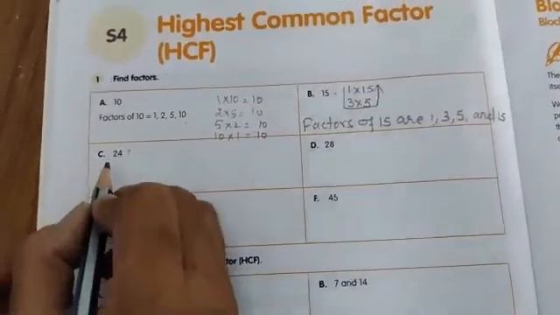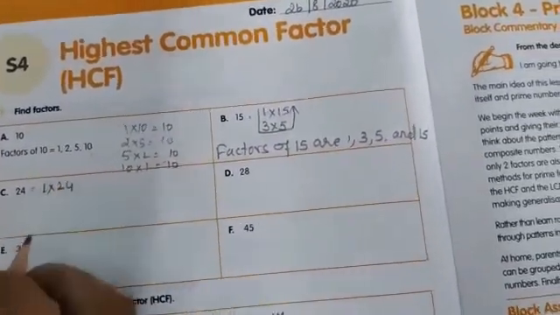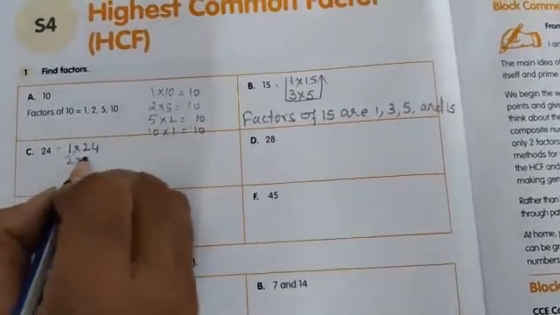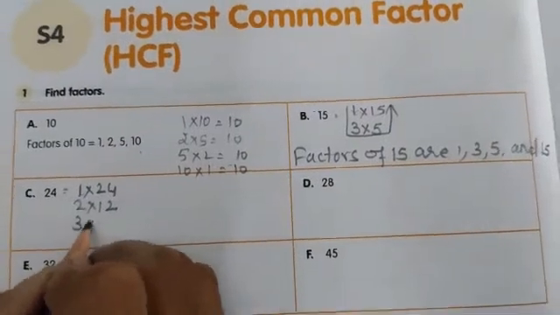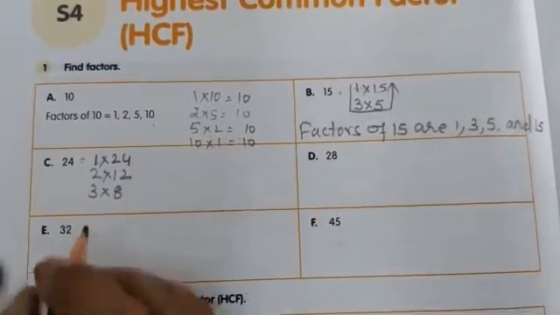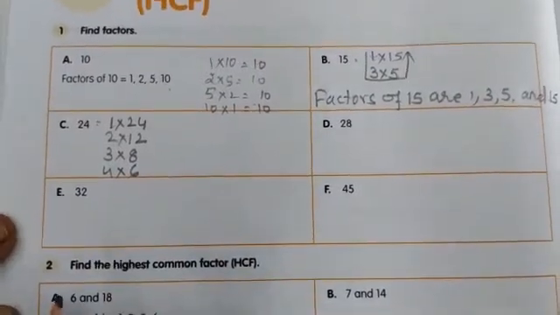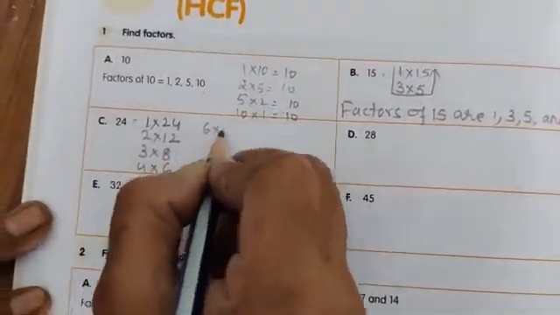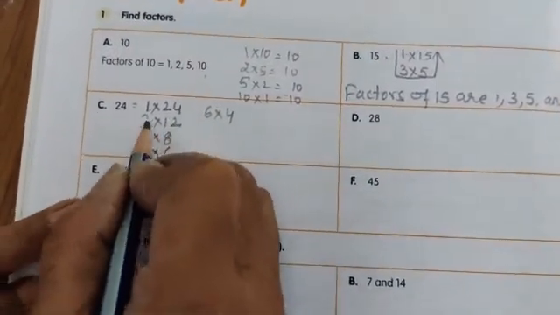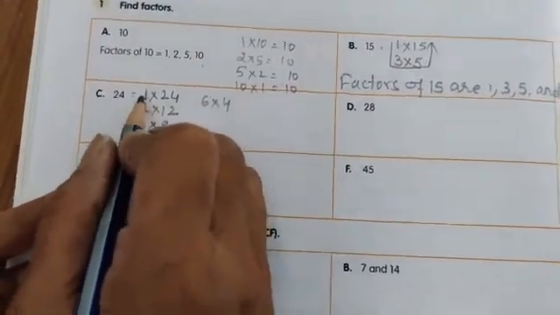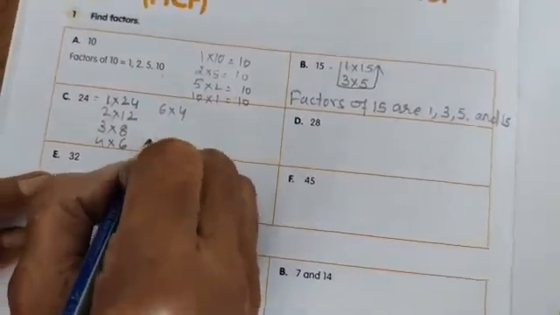Now next, 24. 1 twenty-four is 24. Next, 2 twelves are 24. 3 eights are 24. Next, 4 sixes are 24. Next, 6 fours are 24. 8 threes are 24. 12 twos are 24. 24 ones are 24. So, what are the factors of 24, children?